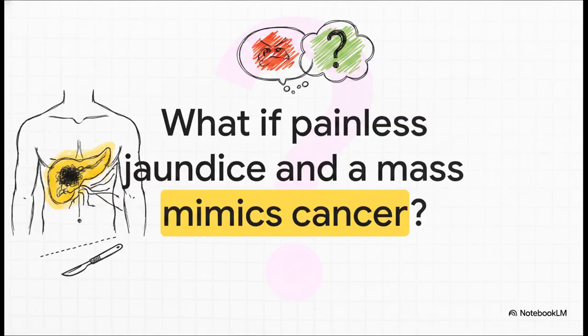So we've covered the acute emergency, and we've covered the chronic burnout. But let's shift gears for one final, incredibly high-stakes clinical dilemma. Imagine a patient comes to you with painless jaundice, and their imaging reveals a dense mass right in the head of the pancreas. Every instinct in your body screams pancreatic adenocarcinoma, right? You start prepping them mentally for a massive, life-altering surgery like a Whipple procedure. But hold on, what if it isn't cancer at all?